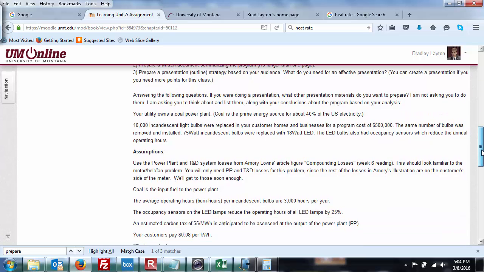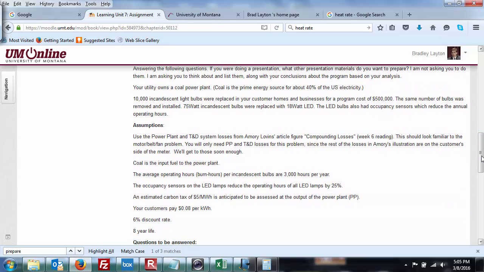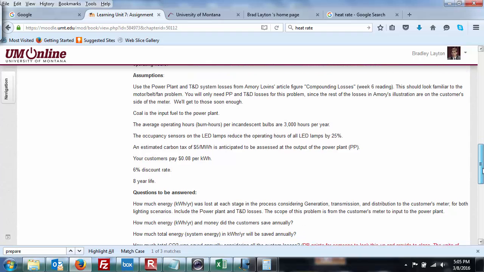Use the power plant and T&D system losses from Lovins' article. This should look familiar from the motor belt fan. You'll need PP and T&D losses for this problem, since the rest of the office and motor illustration are on the customer's side of the meter. We can assume coal's the primary fuel. Average operating hours are 3,000 per year. The occupancy sensor takes it down by 25%. Estimated carbon tax, ooh, nasty, $5 a megawatt hour is assumed to be assessed. Your customers pay 8 cents, 6% discount rate, 8-year life. Nice.